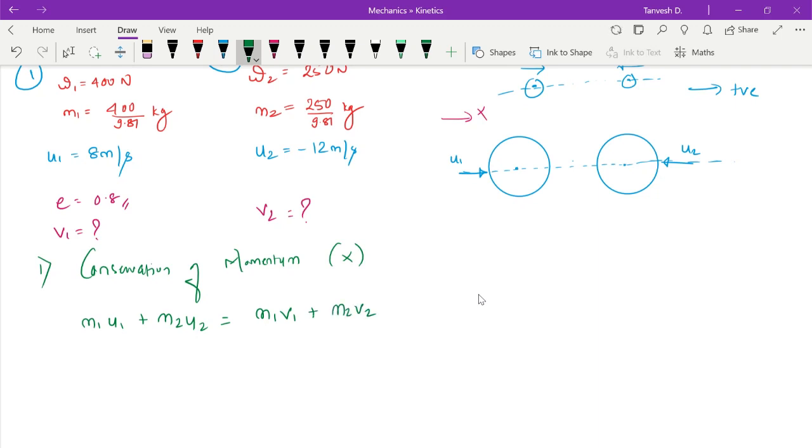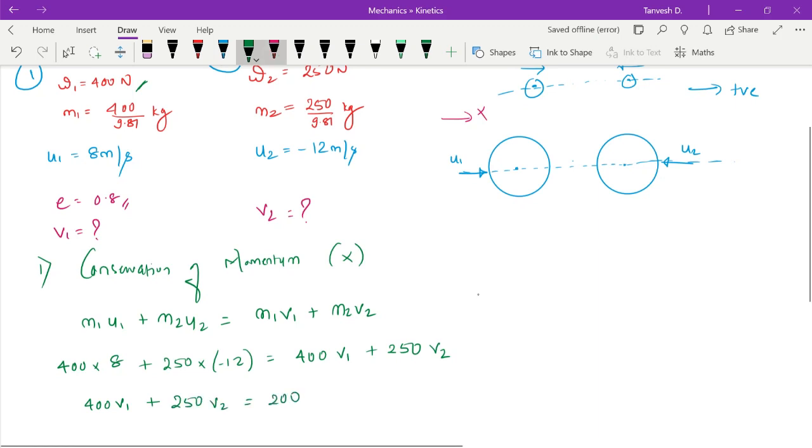You see, m1 and m2 are basically 400 upon 9.81 and 250 by 9.81. But when we put m1 and m2 on both sides, that 9.81 gets cancelled. So in this conservation of momentum equation, we can also use the weights, and you will get the correct answer, it's not necessary to use the mass. So it is 400 into u1, which is 8, plus 250 into u2, which is minus 12, equal to 400 v1 plus 250 v2. This gives one equation: 400 v1 plus 250 v2 is equal to 200.